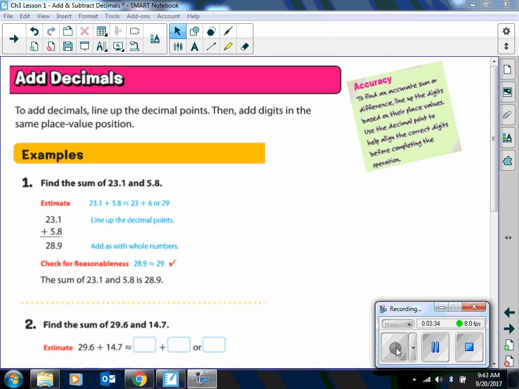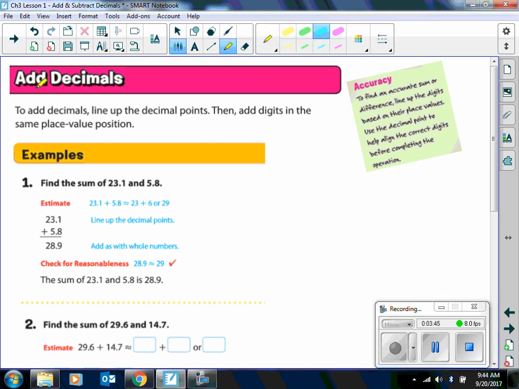So the first thing we're going to do is we're going to add decimals. It says here to add decimals, you're going to line up the decimal points, then add the digits in the same place value position. So here, adding decimals, and you're going to write down this rule. To add decimals, you want to make sure that you line up the decimals and then add the digits that are in the same place value.